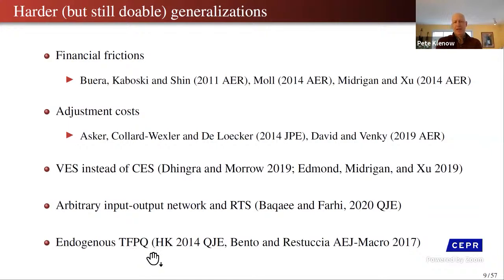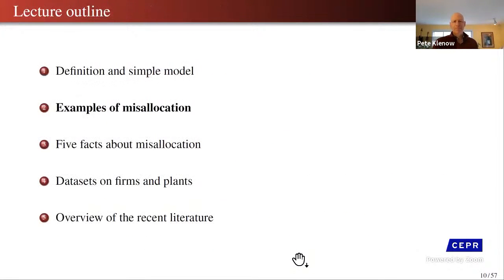This is more of a dynamic thing, like I was mentioning, where you endogenize where the TFPQ is coming from. So instead of taking the TFPQ distribution as fixed, and the taus impact the allocation of resources, capital, labor, et cetera, to the different firms with different TFPQ, instead, firms' investments in TFPQ are a function of that. And Bento and Rastusha is one of the leading papers on that.